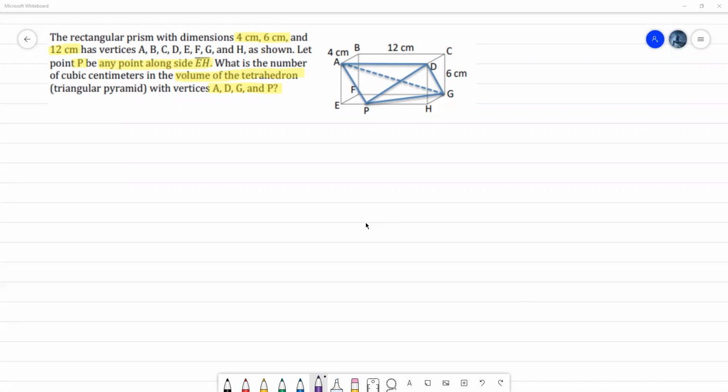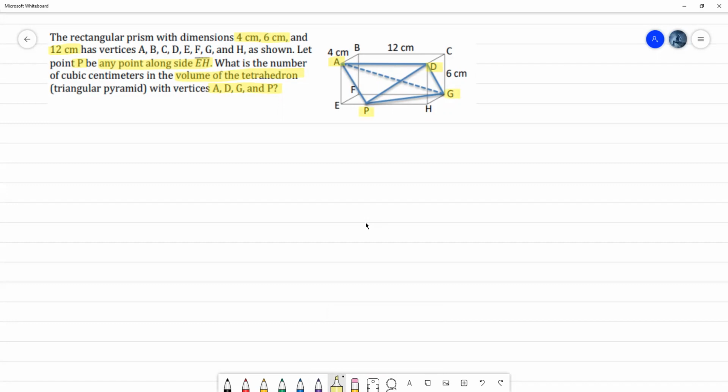A rectangular prism with dimensions 4 centimeters, 6 centimeters, and 12 centimeters has vertices A, B, C, D, E, F, G, and H as shown. Let point P be any point along EH. What is the number of cubic centimeters in the volume of a tetrahedron, or a triangular pyramid, with vertices A, D, G, and P? So let me just mark those vertices right here. So there's A, D, G, and P.